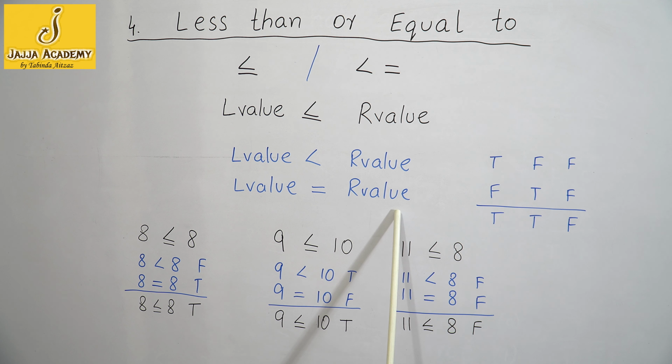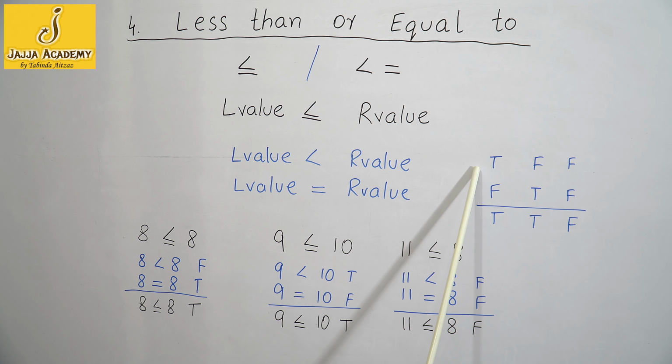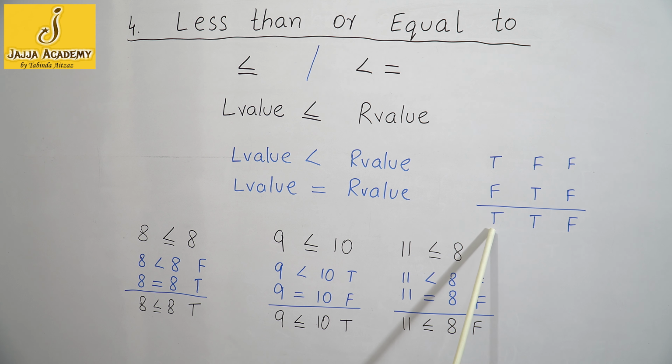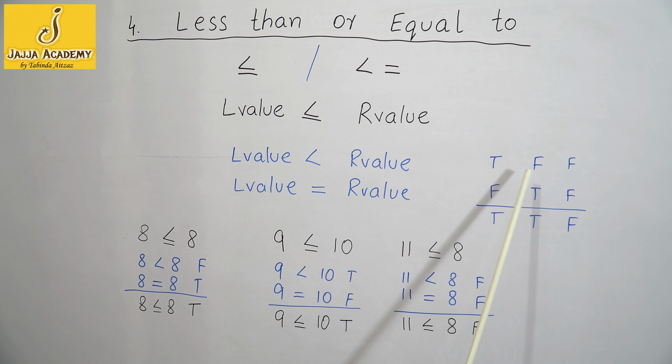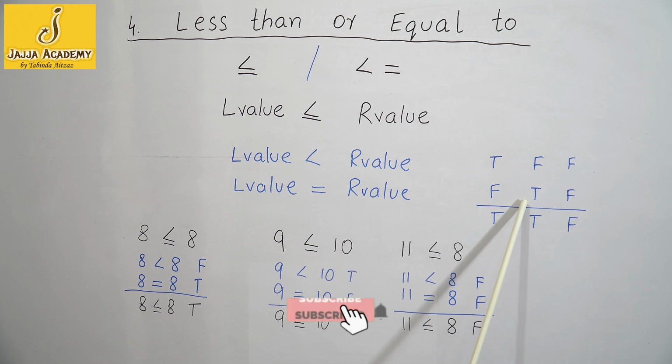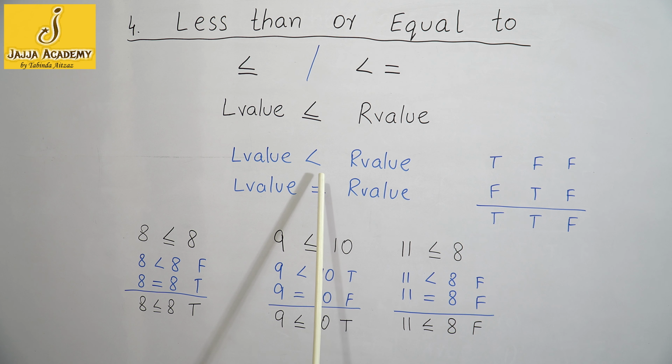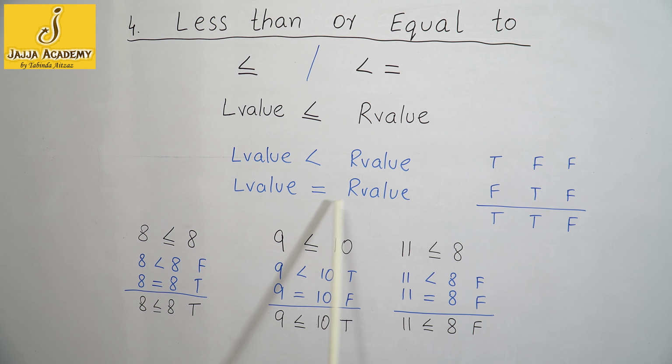For example, these are the possibilities. If the first condition is true but the second is false, the final result will be true. And if the first condition is false but the second is true, the answer will be true. But the less than or equal to operator will produce a false result if both conditions are false.